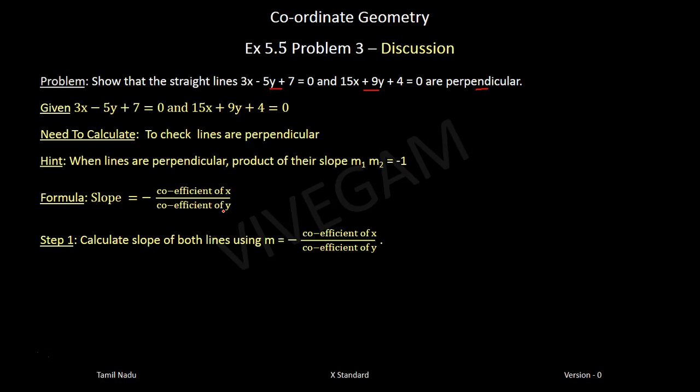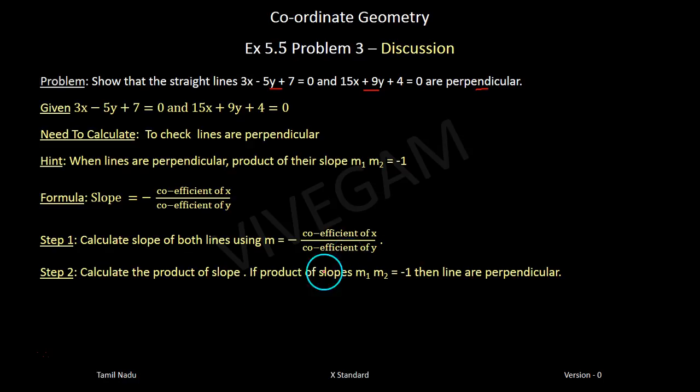Let's go through the steps. Calculate the slope of both lines using m equal to minus of coefficient of x divided by coefficient of y. Calculate the product of the slopes. If the product of the slopes m1 m2 equal to minus 1, then the lines are perpendicular. Got it? So find the slope first of both the lines, multiply them and see whether it is minus 1. If it is minus 1, the lines are perpendicular. Okay, so please pause the video here and try to work this problem on your own, and on completion please come back and check your working against our solution.